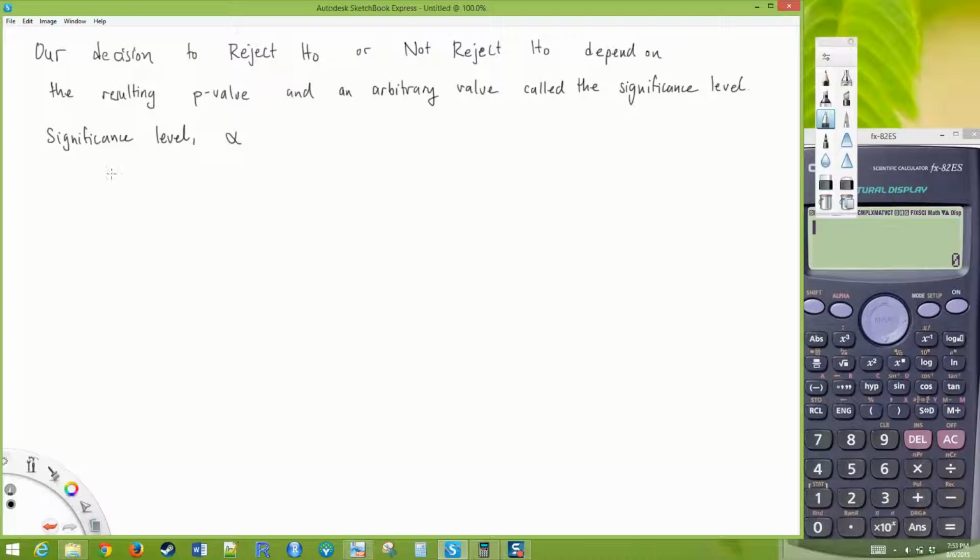Okay, so if our p-value is less than alpha, we reject the null.